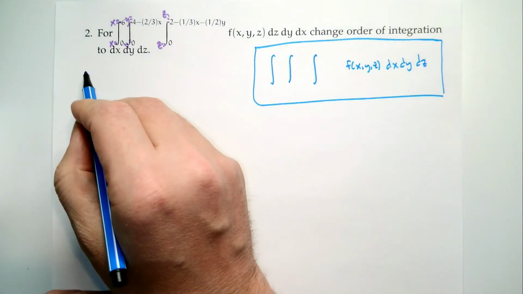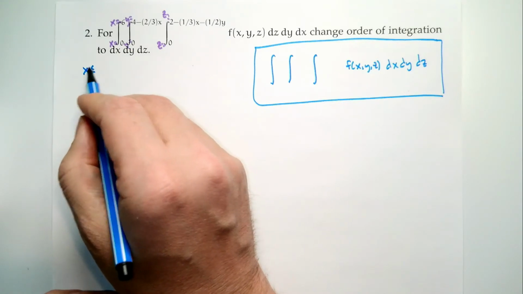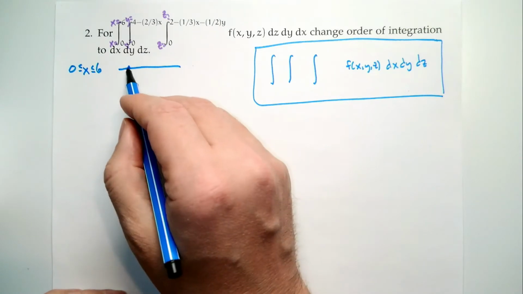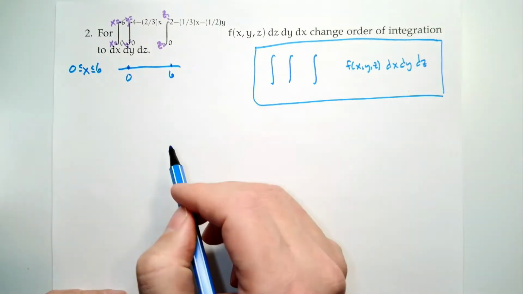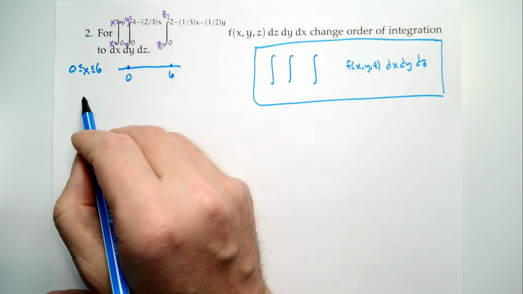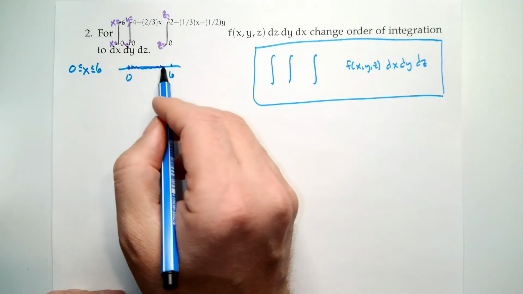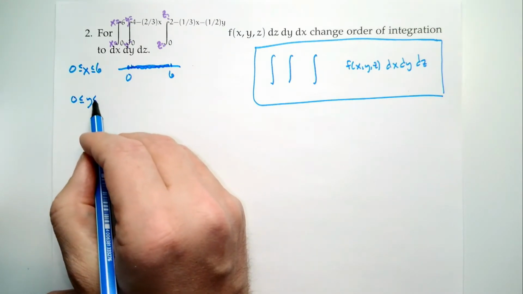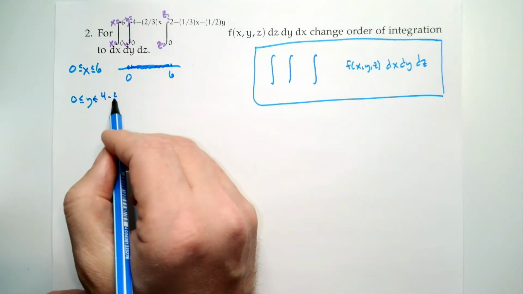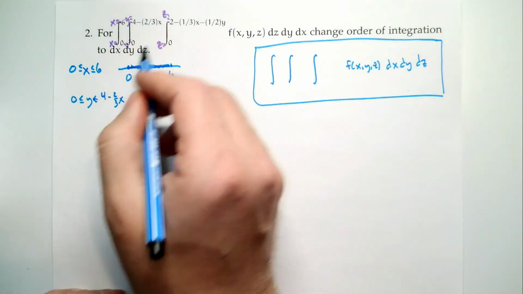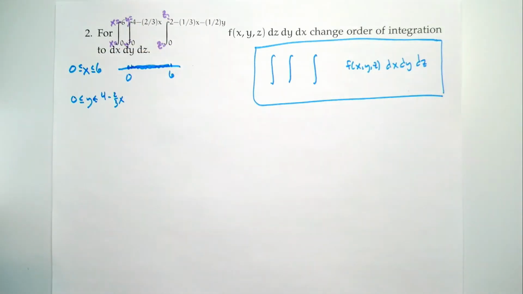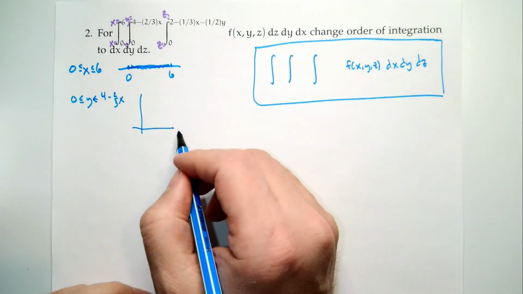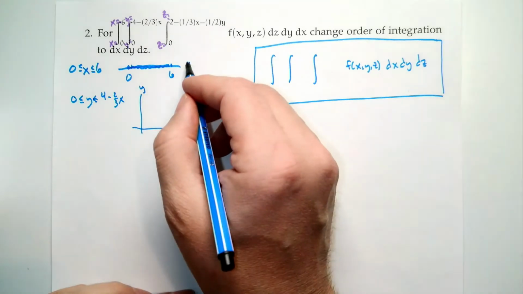So we know that x goes from 0 to 6. Well, okay, that's not so hard to draw. 0 up to 6. Now, y, what does that do? Well, y is going to go from 0 up to 4 minus 2/3 x, because that's what that bound is telling me. 0 up to 4 minus 2/3 x. So now, the two-dimensional picture, x, y, this was just x.